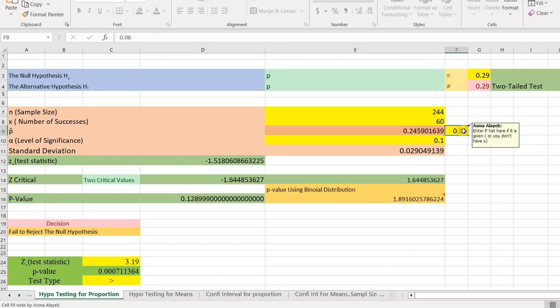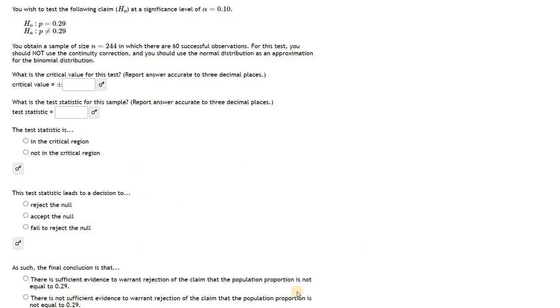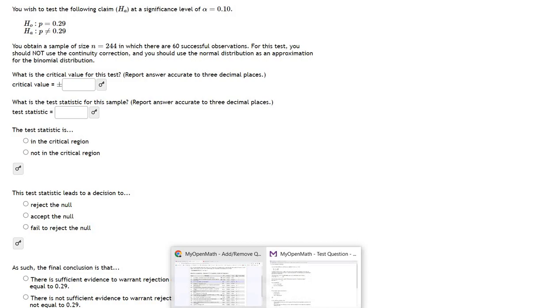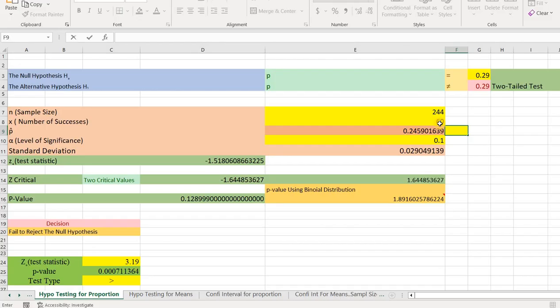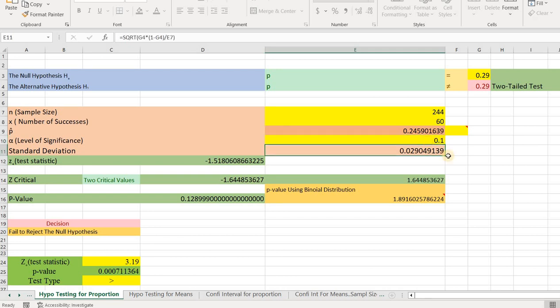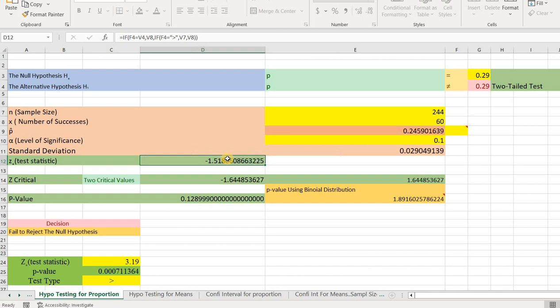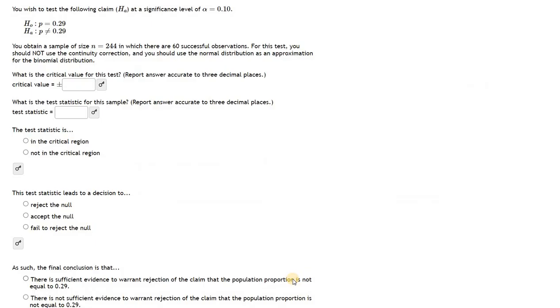We don't have p hat, so I'm going to remove p hat here. We don't need it. The significance level is 10%, I believe. It is 10%. So here is 10% for significance level alpha, 0.10, and that's all we need to change here. So now we need to find the test statistic and the critical value, both of them.